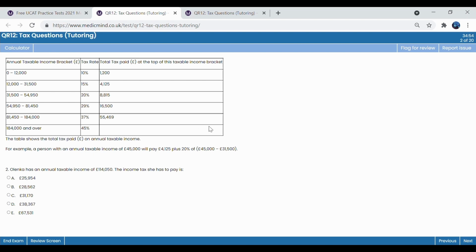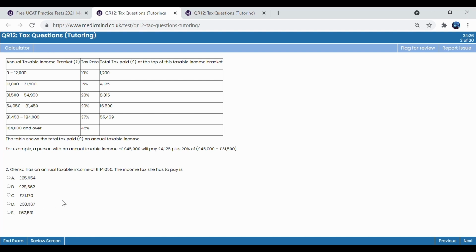Okay, so now moving on to question 2. Olenka has an annual taxable income of 114,000. The income tax she has to pay is, and these 5 options. So 114,000, this falls into this category. So this is 37%, and the maximum value she already has to pay of the previous tax bracket is 16,500. But I think she has to pay less than 55,469. So therefore, we can eliminate immediately option E.